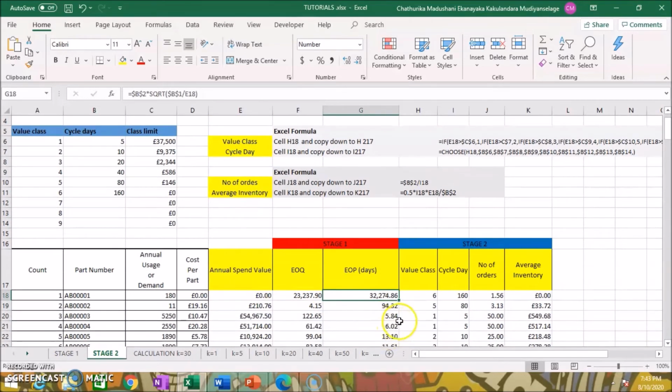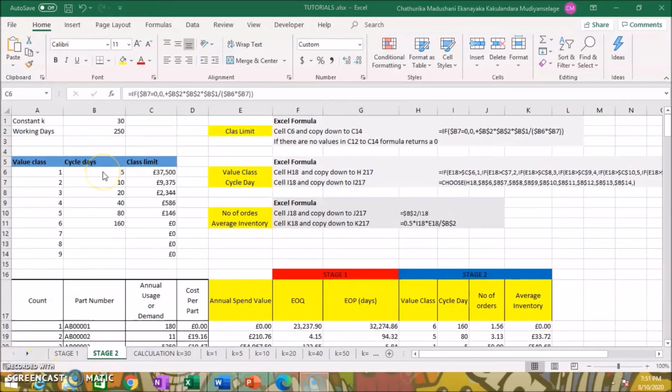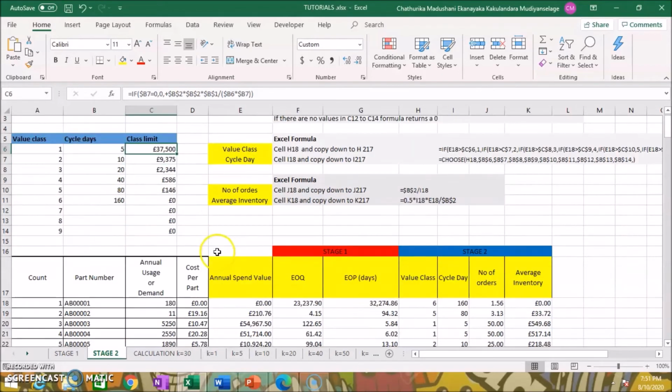If you can see here, it's not practical to keep order periods like 94.32 or 5.84, because in practice there's no supplier that can deliver that level of accuracy to your order. So we just round up the cycle days: 5, 10, 20, 40, 80, and 160.